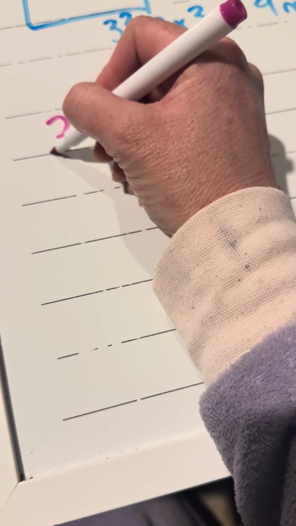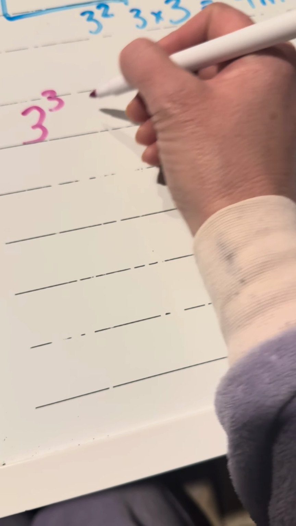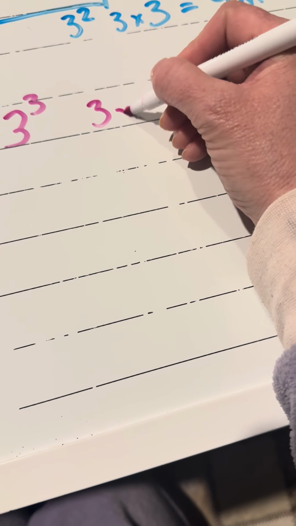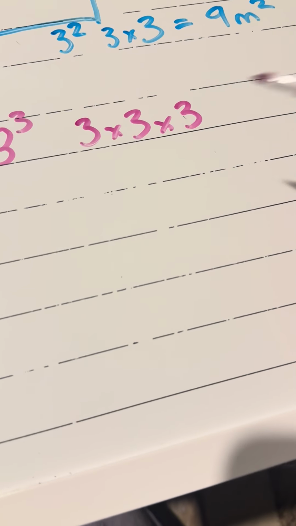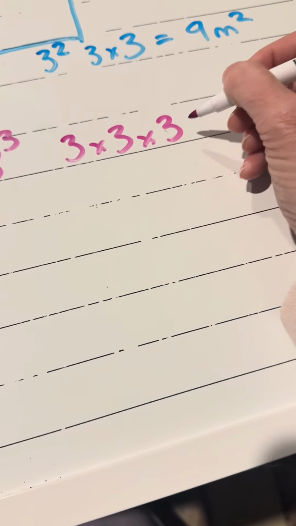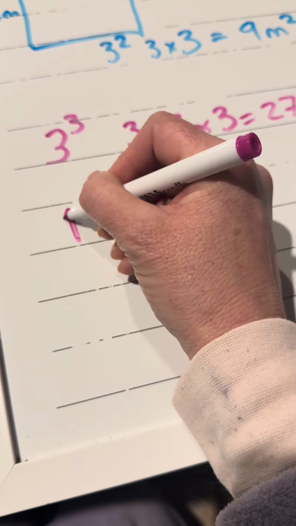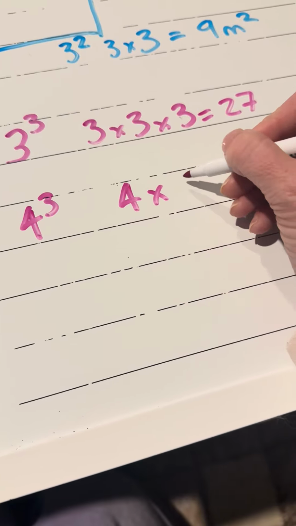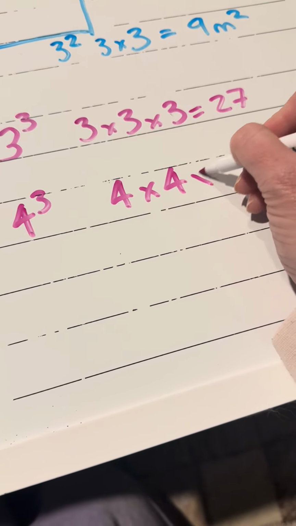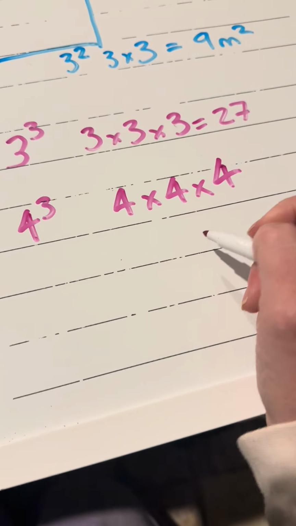So for example, 3 cubed, or 3 to the power of 3, is 3 times 3 times 3. 3 times 3 is 9, times 3 is 27. 4 cubed would be 4 times 4 times 4. I'm not going to work that one out of my head, but you get the point.